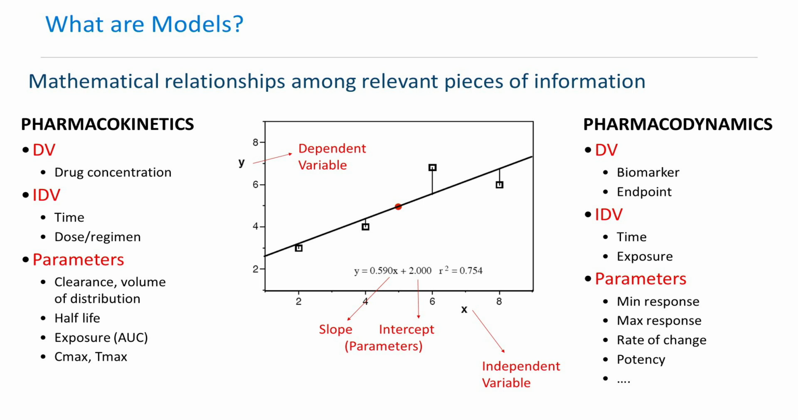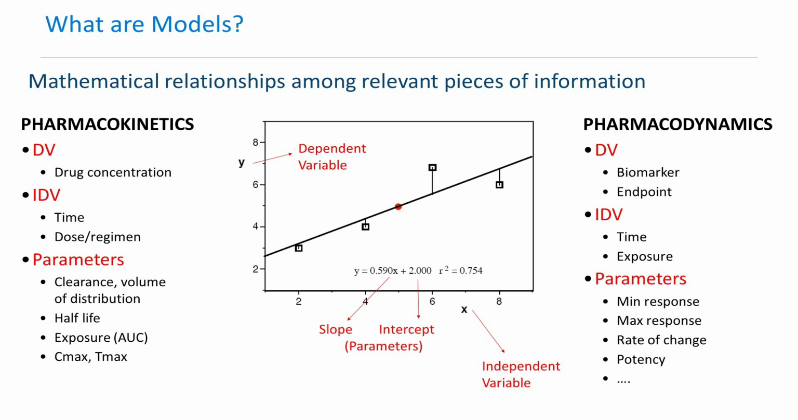And I'm going to start with the simplest model that we have, which is a linear regression. And you see these all the time. You see scatter plots, and you try to draw the best straight line that you can through that plot, and you end up with a dependent variable and an independent variable. And I'll talk about what those mean in pharmacokinetics and pharmacodynamics in a moment, but I just want to orient you to this plot. And you also have things like parameters. So for a linear regression, your parameters are the slope and the intercept.